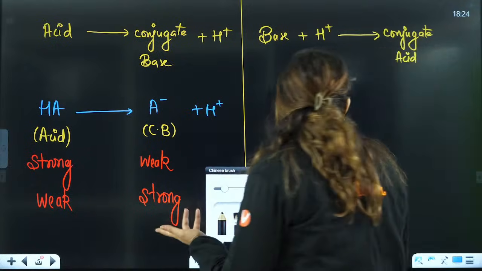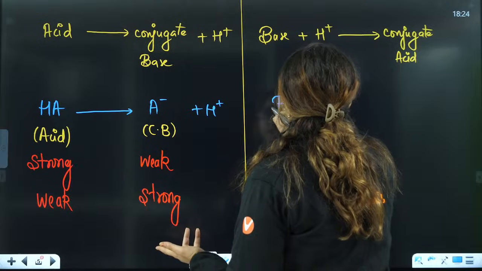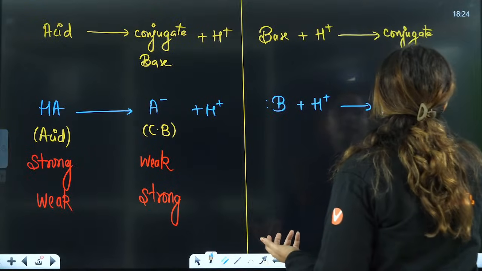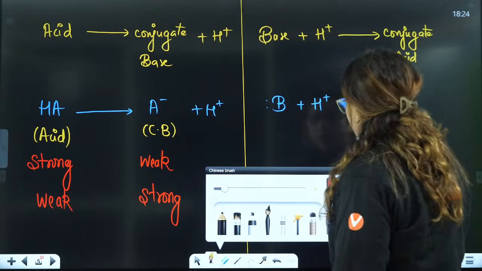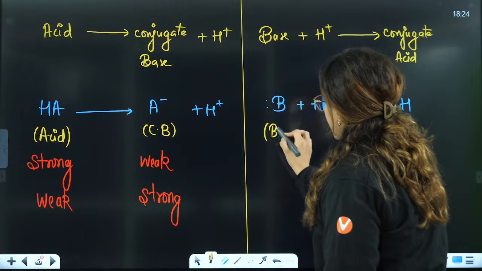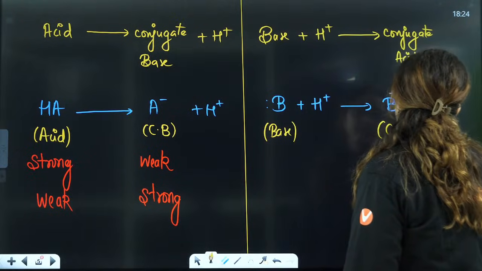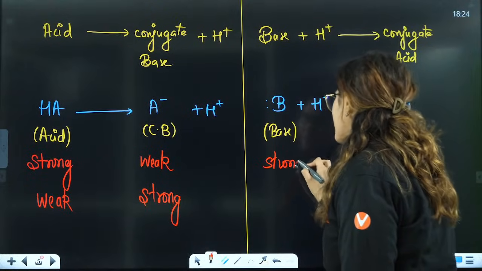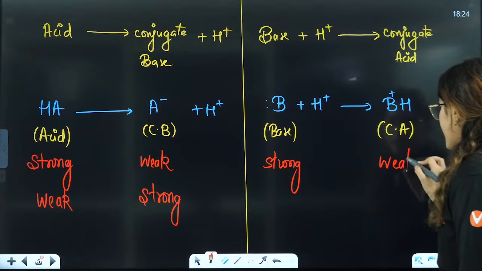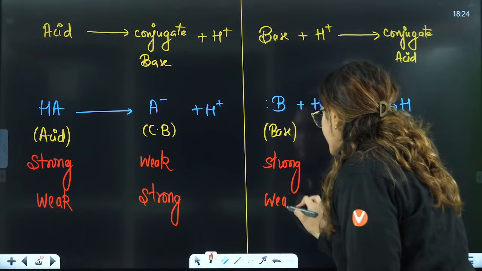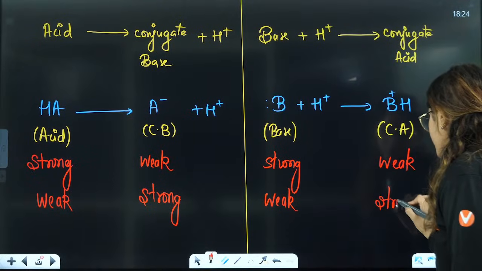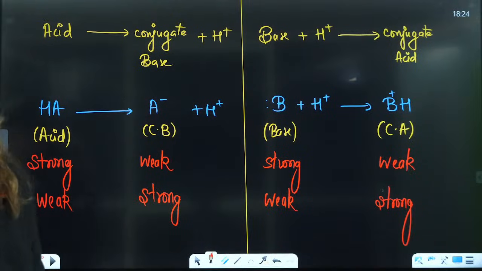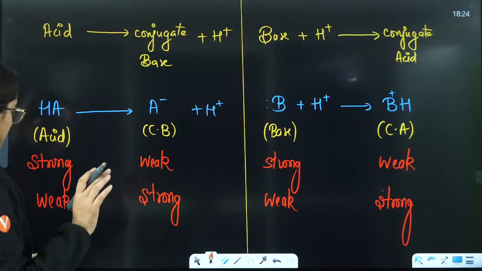And similarly is the case of base here. Let's say there is a base which accepts H positive and is converted to BH, right? Then we say that this is a base and this is the conjugate acid. Now, similar lines, if this is strong, then this is weak. If this is weak, then this is strong. Okay, right? Tell me, is that clear?